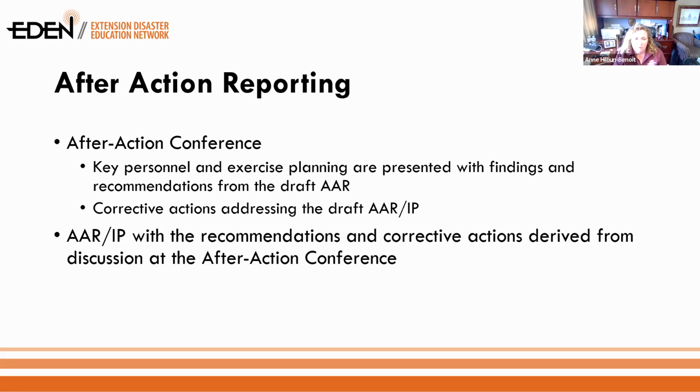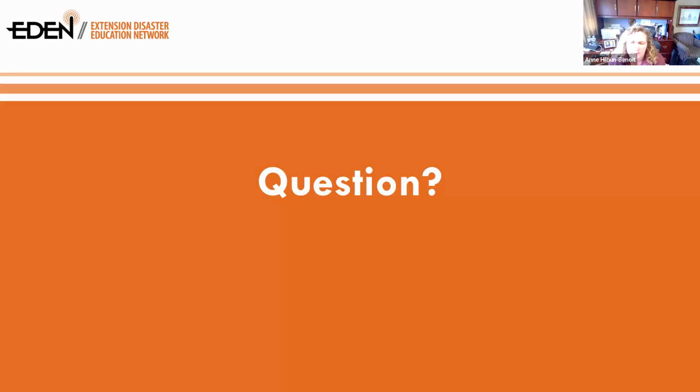Corrective actions are in addressing the draft AAR or the improvement plan. The after action review and improvement plan with the recommendations and corrective actions derived from the discussion at the after action conference. So it's a step-by-step process that goes on in the actual AAR. Does anyone have any questions about that?